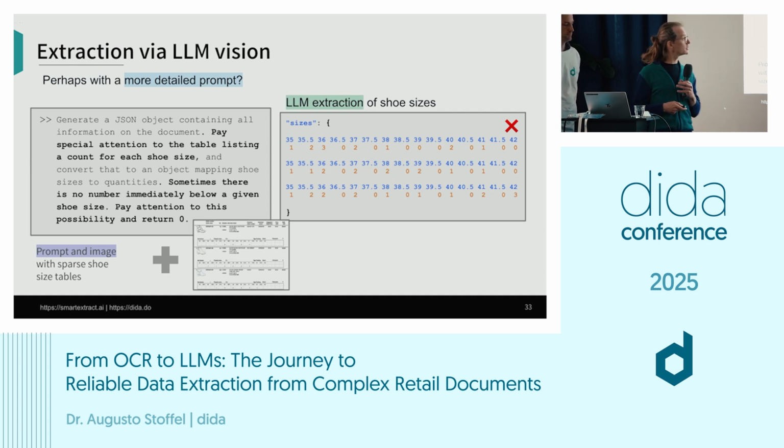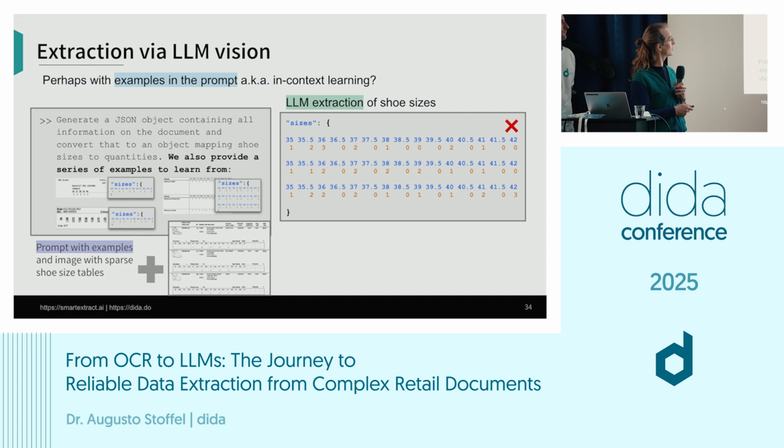Also doesn't really help, or it didn't help in this case. Who knows, right? What happens in another use case, but for this one, it was our experience. The third thing you try then, when you're in this situation, is to add examples to the prompt, right? So you can add also some little tables and the expected extraction in the prompt, and then you give the document you want to extract, and you hope something good comes out of it. Also didn't happen for us.